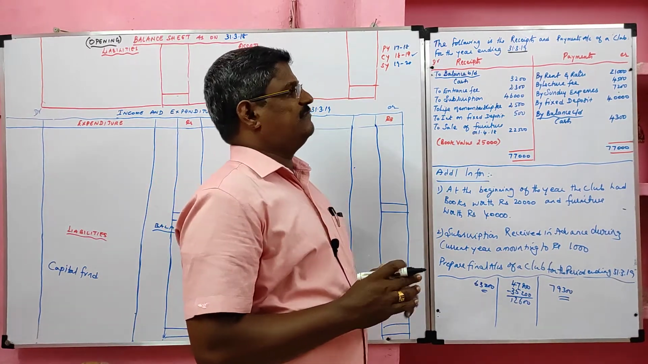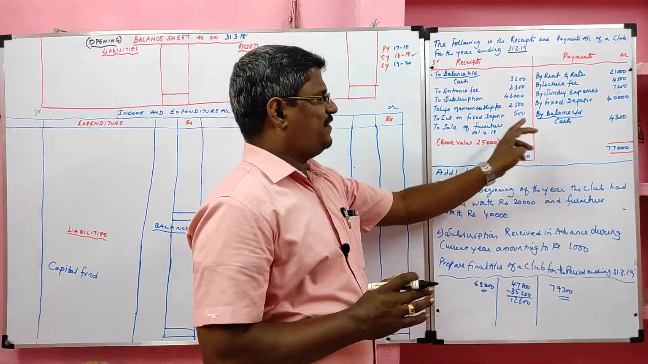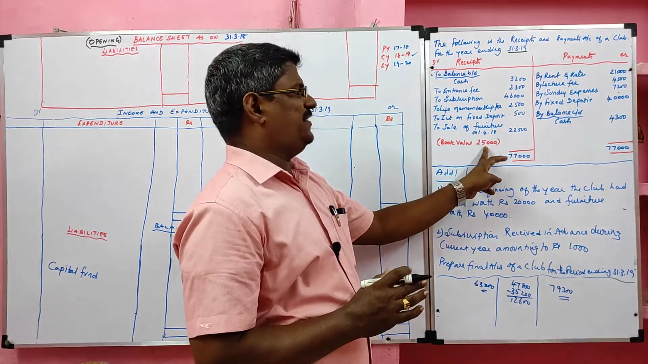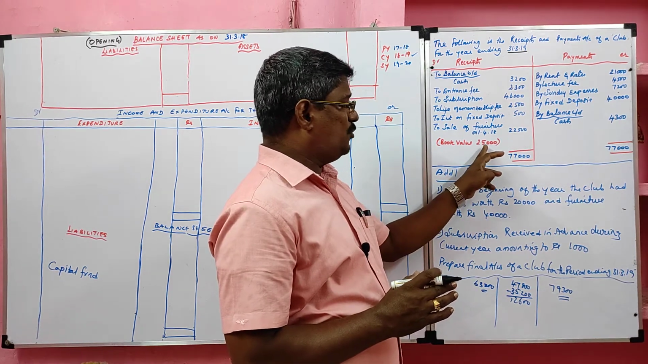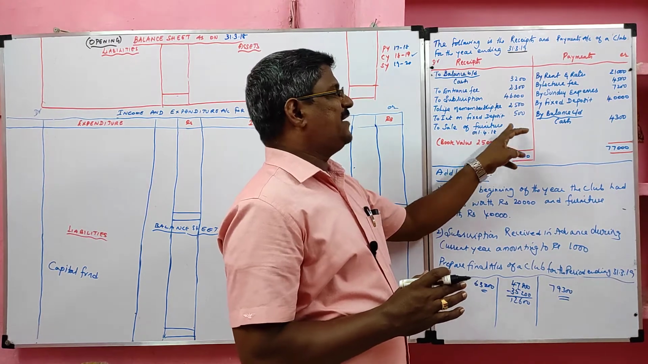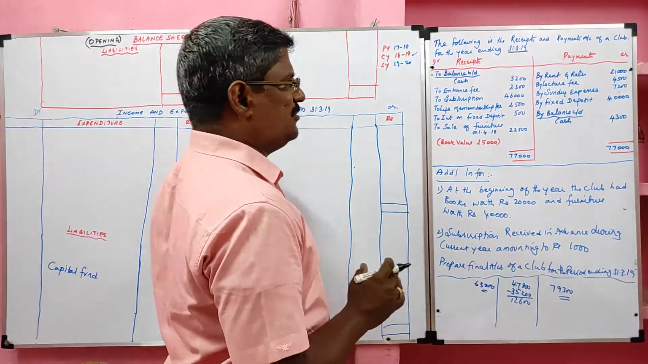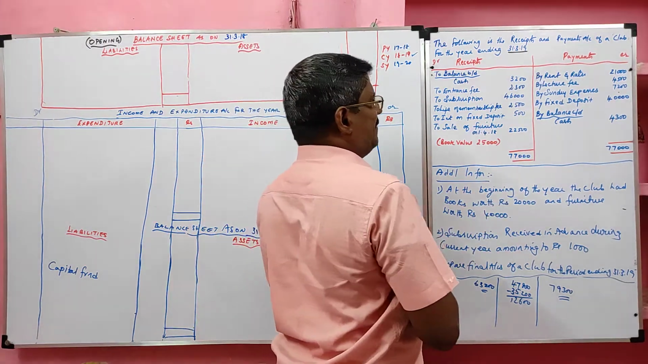Sale of furniture. Sale of furniture value is 22,500, its book value is 25,000. So it was sold for 22,500, actually book value 25,000. So book value is more than the selling price, it is a loss. So the loss should be debited to the expenditure account, rupees 2,500. Then go to the payment side.